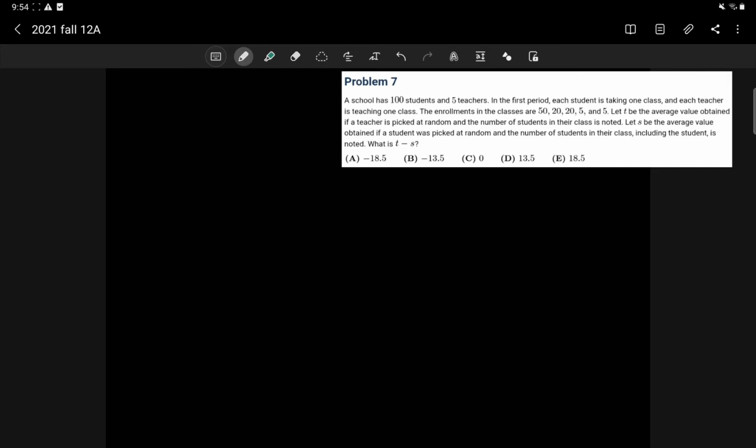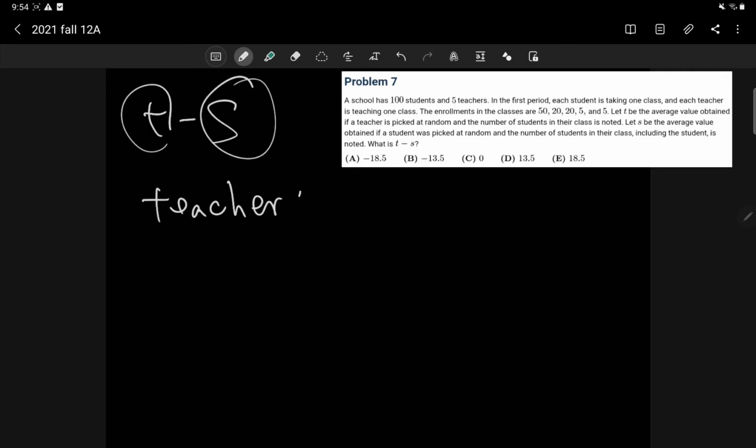Okay. So first of all, it asks for T minus S. These are two separate sub-questions, so we can just calculate them one by one. I'll also draw a graph. Let's see, we have teachers and students.